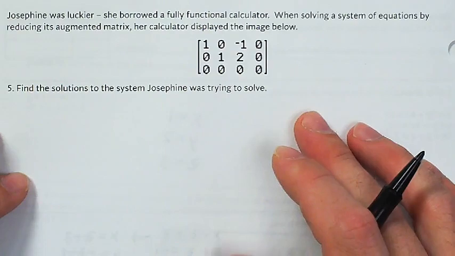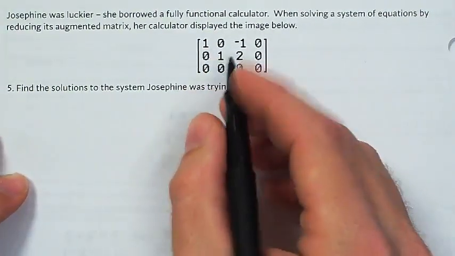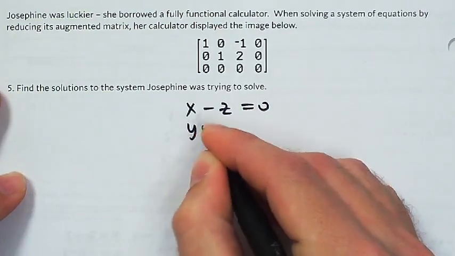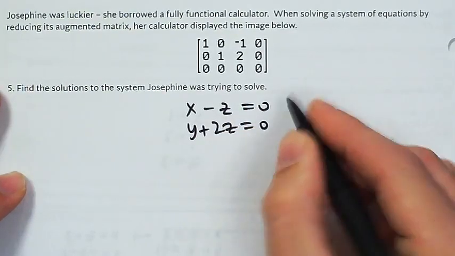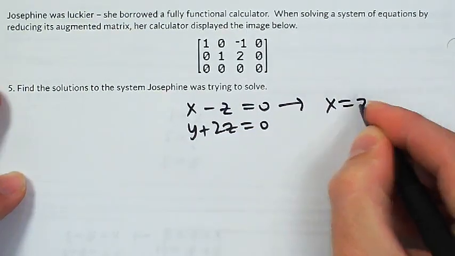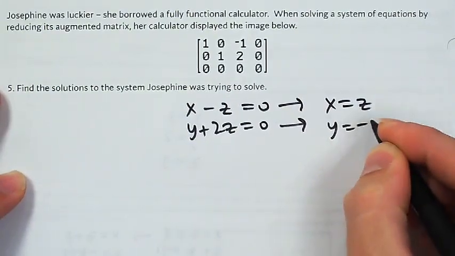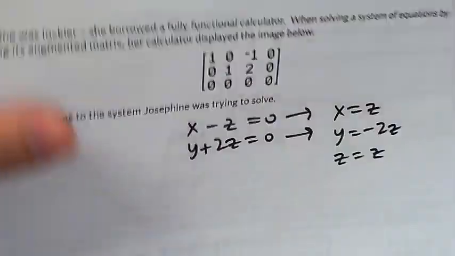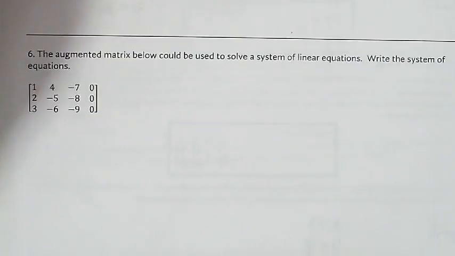Here we've got another infinitely many solutions situation. So I'm going to say x minus z equals 0 and y plus 2z equals 0. So it would be x equals z and y equals -2z, and z can be whatever it wants because it's a free variable. So that would be my infinitely many solutions.